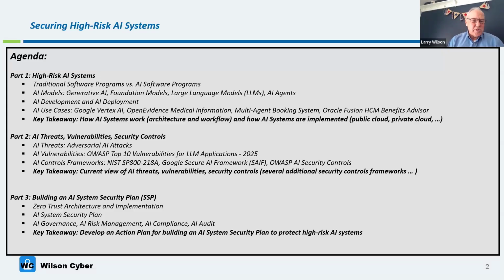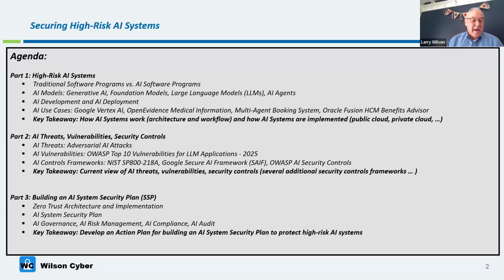And then we'll talk about four use cases: Google Vertex AI, which I use, Gemini, which is part of Google Vertex, Open Evidence Medical Information, which my son uses. My son is a doctor and he uses Open Evidence Medical Information. We're going to talk about agents as well, multi-agent booking system and Oracle Fusion HCM Benefits Advisor, which is Oracle's human capital management system. And specifically, they use agents for managing their benefits, their health benefits.